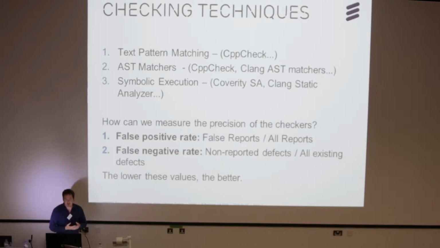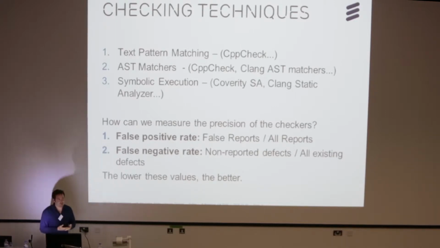Okay, first let's do a very short introduction of static analysis and defect location. What are the checking techniques that are widespread in the tools? First, I could say the most simple is the text pattern matching type of checker. That is represented by CPPCheck. CPPCheck implements this, so you can write checkers that can match strings in the source code.